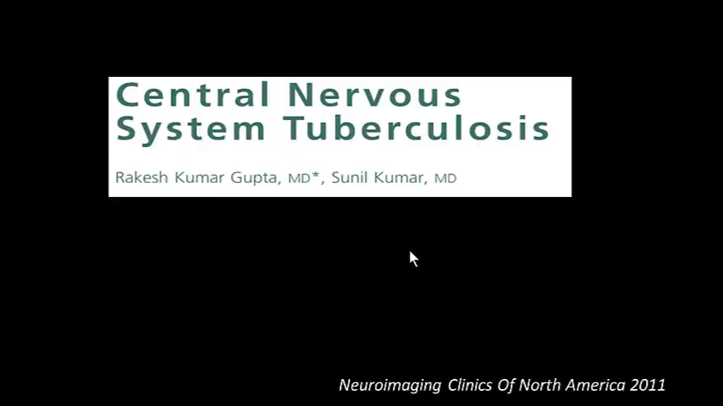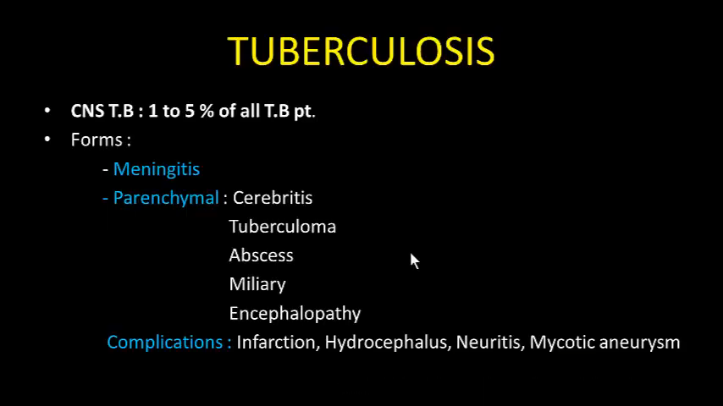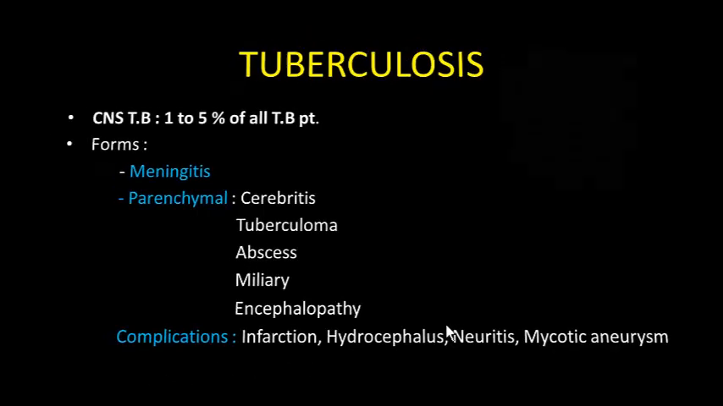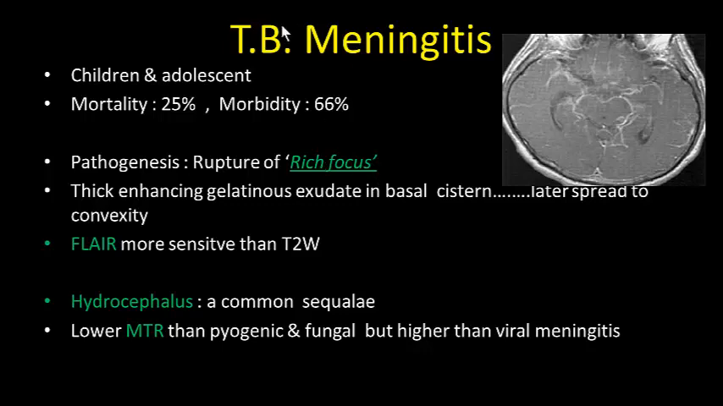So CNS tuberculosis, as you know, is 1 to 5% of all tubercular patients. They present in the form of meningitis or as a parenchymal lesion like cerebritis, tuberculoma, or abscess. Complications in the form of infarction and hydrocephalus are very common. Tubercular meningitis has very high mortality and morbidity in children and adolescents. There is a rupture of the Rich focus leading to thick enhancing gelatinous exudate in the basal cisterns, then spread to the convexity.